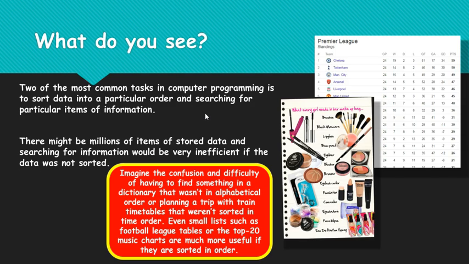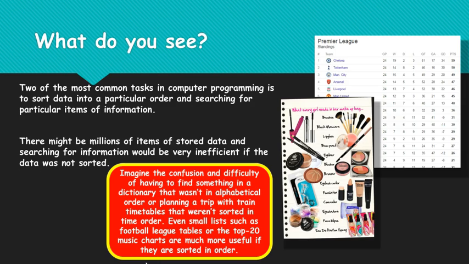There are millions and millions of different items that are stored in programs and in software that you would use. If you didn't have some sort of searching or sorting of data, finding it would be very inefficient. So just have a look at this statement that I've written here. Imagine the confusion and difficulty of having to find something in a dictionary if it wasn't even in alphabetical order. There are some other examples there, so please do read those statements as well.